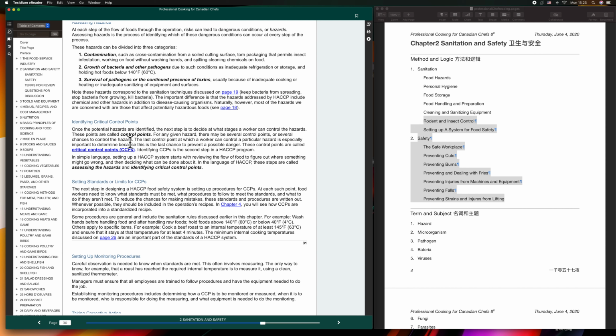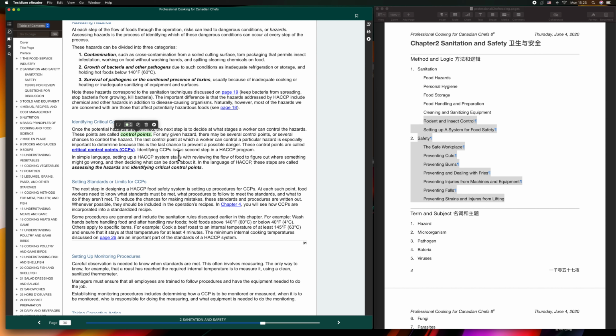Once the potential hazards are identified, the next step is to decide at what stages a worker can control the hazards. These points are called control points. 这是一个新的概念啊 control points. For any given hazard, there may be several control points, or several chances to control the hazard.